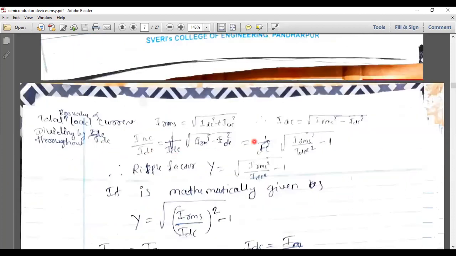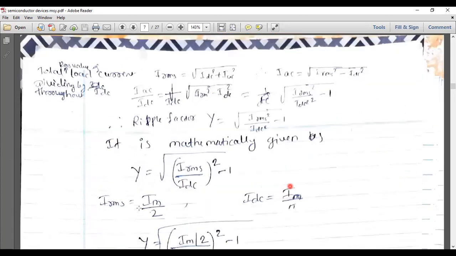By rearranging the equation, we'll get the ripple factor equal to the square root of IRMS square divided by IDC square minus 1. It is mathematically given as this here. This is the ripple factor: square root of (IRMS divided by IDC) squared minus 1.